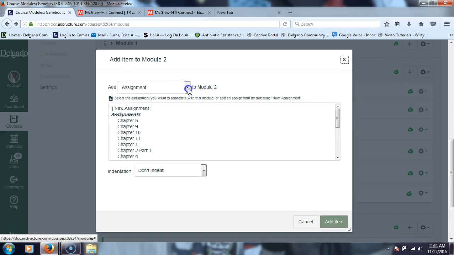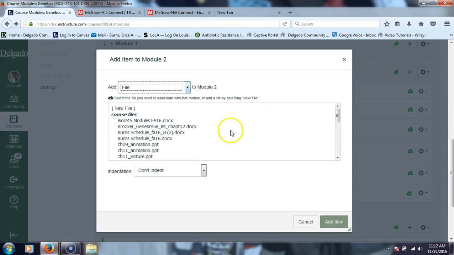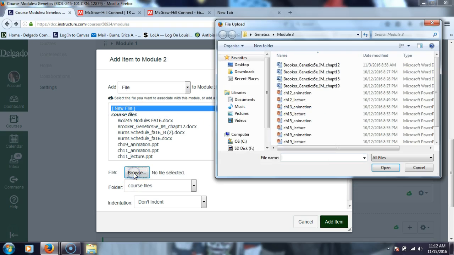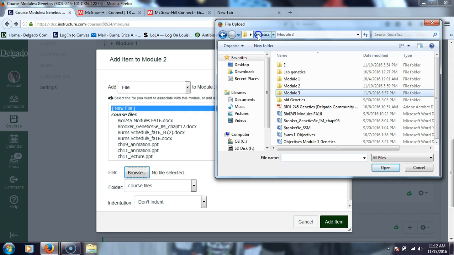See if I can find it. File. Maybe I shouldn't do it right now because I don't want to open any of these files that I don't necessarily want you guys to see.